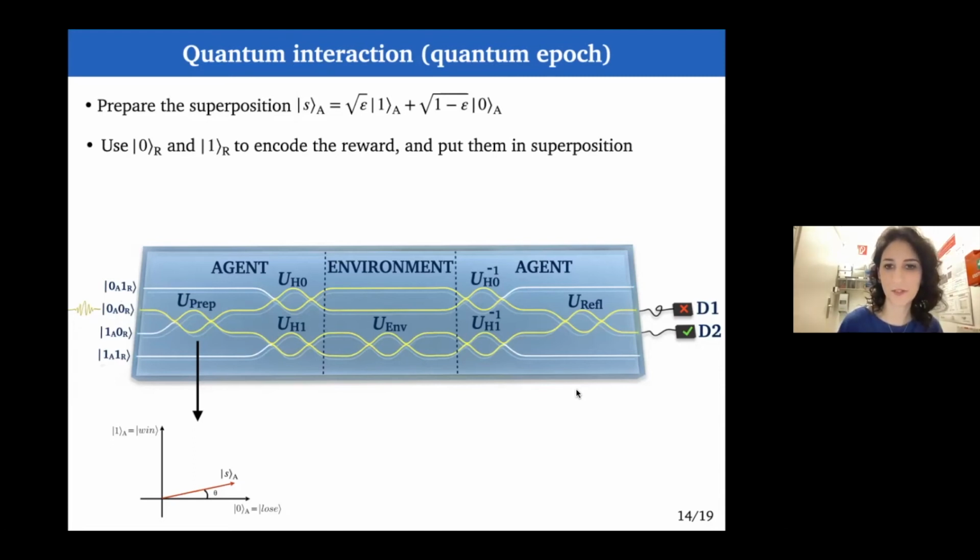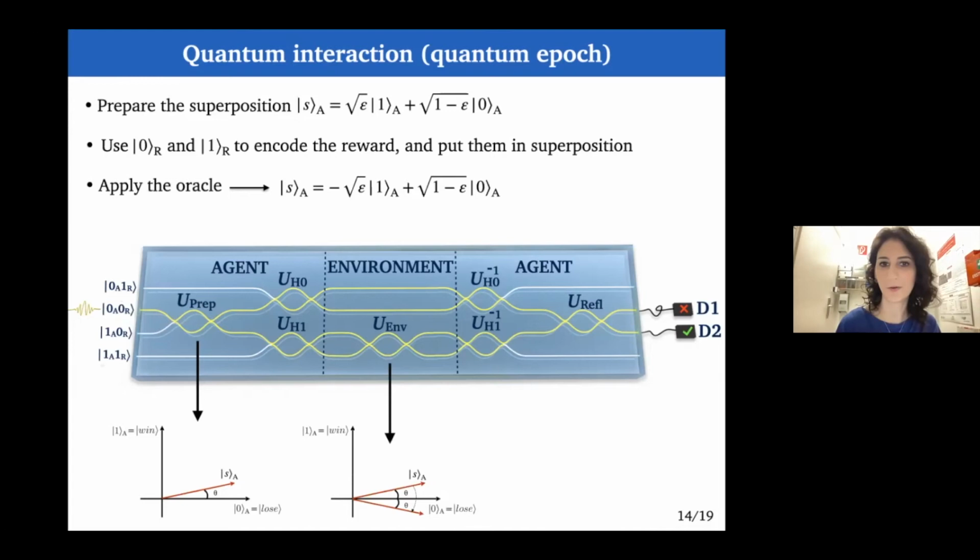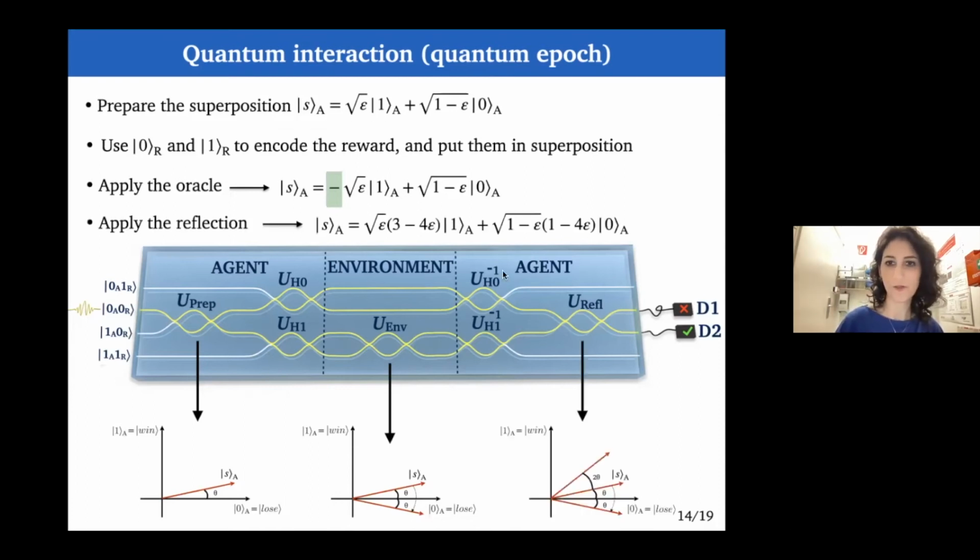Once I put the reward in a superposition, I can implement the oracle. The oracle is implemented by the environment, which, as I said before, identifies the correct action. This is exactly what I showed before. The effect of this unitary is to flip the initial state about the lose axis, and mathematically the correct action gets a sign flip. Then the last step is to apply the reflection. So you need to undo the effect of these two unitaries, going back to only having a superposition of actions. Now you can apply this reflection, which is implemented by this unitary.